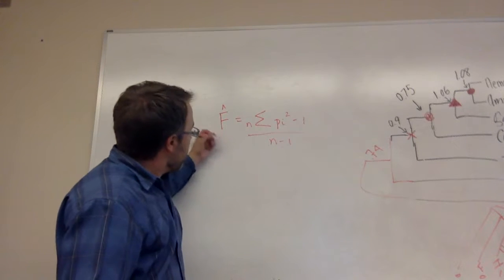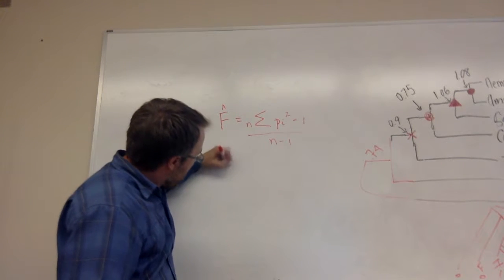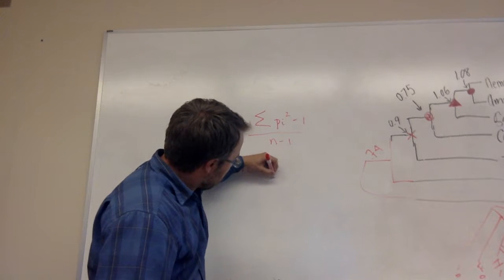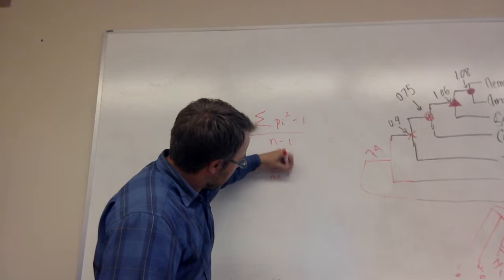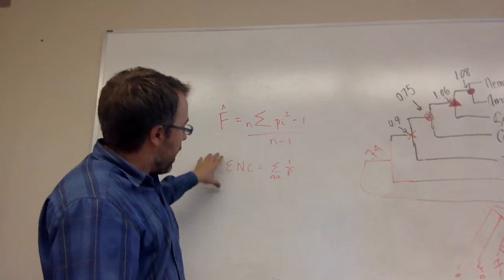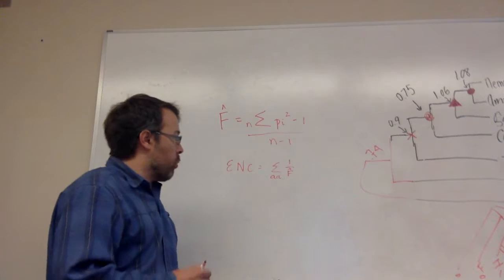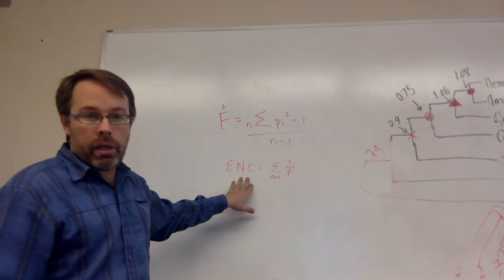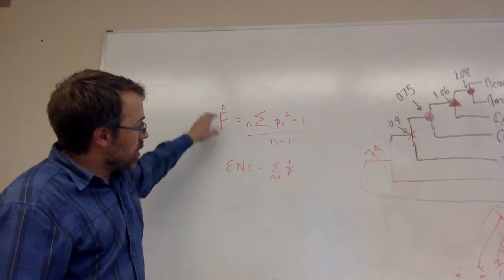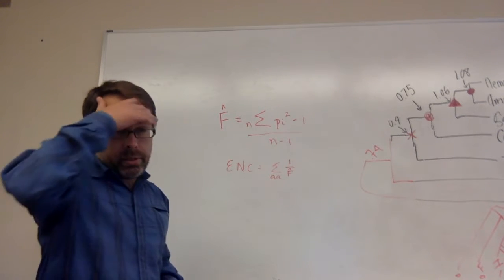Okay, so we have our two equations. We have the definition of f hat and then how we get the effective number of codons. I think this is the easiest way to look at it. We calculate f hat for each amino acid, and then we sum it over amino acids.